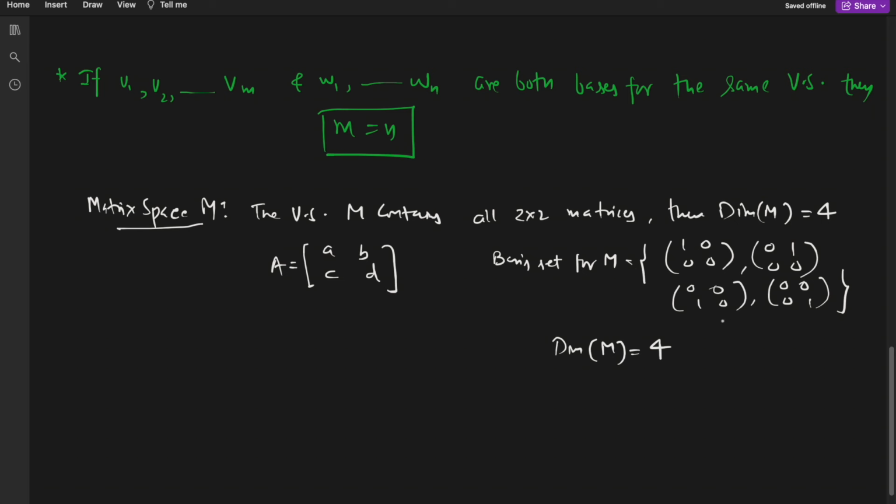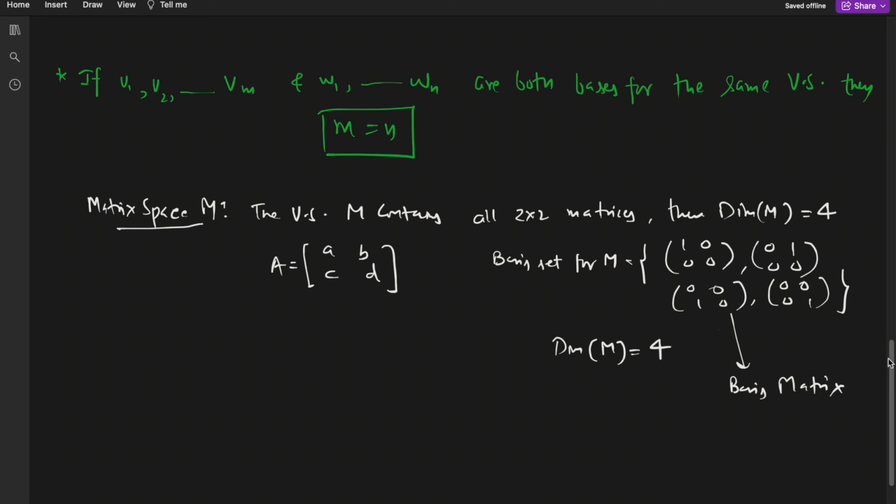So these are the basis matrices. These are not basis vectors, by the way. Why? Because this space is not of column vectors. This space is of matrices. So these are basis matrices, not basis vectors. Always remember, because this is a vector space of matrices, not a vector space of column vectors.